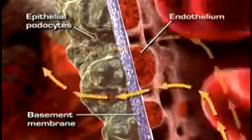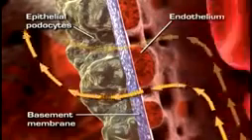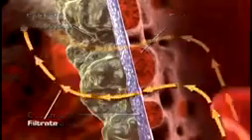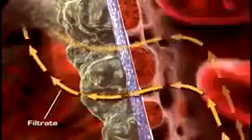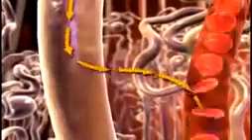The fluid that is filtered from the capillary blood into Bowman's space is called filtrate and forms the primary urine. The filtrate then diffuses across Bowman's space and into the tubule system of the nephron. In the tubules, some substances are added to the filtrate as part of the urine formation, and some substances are reabsorbed out of the filtrate and back into the blood.